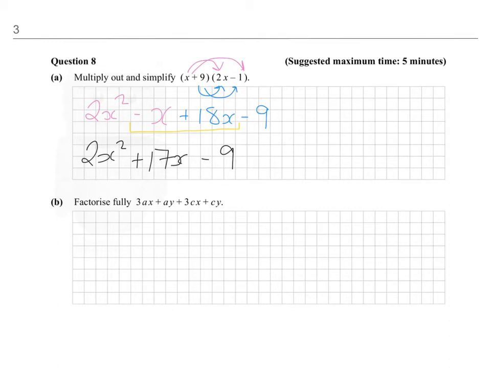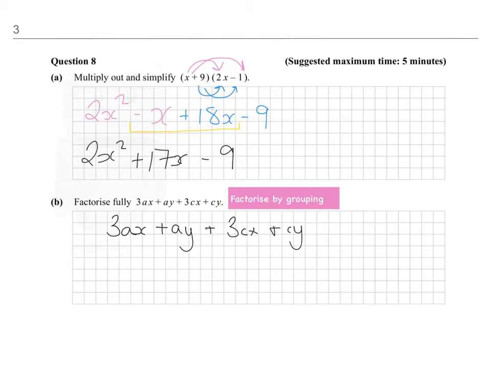Okay, part B then, factorise fully. So again, we're factorising by grouping. Okay, so with factorise by grouping, I'm going to rewrite the equation. So I'm going to say 3ax plus ay plus 3cx and plus cy. Split that down the middle then.